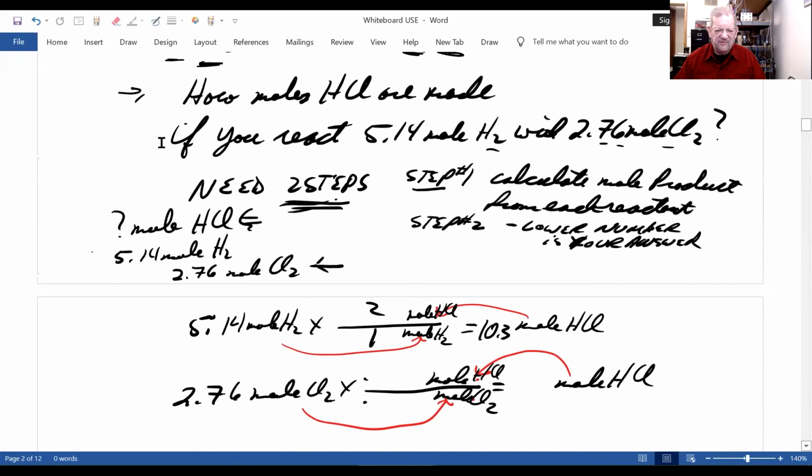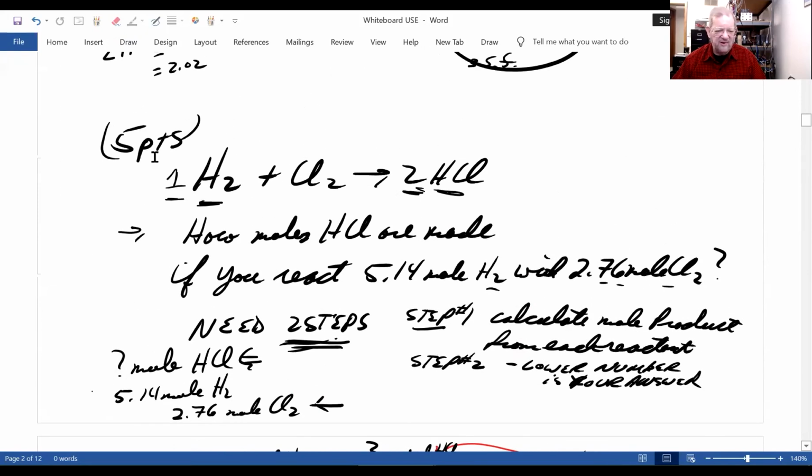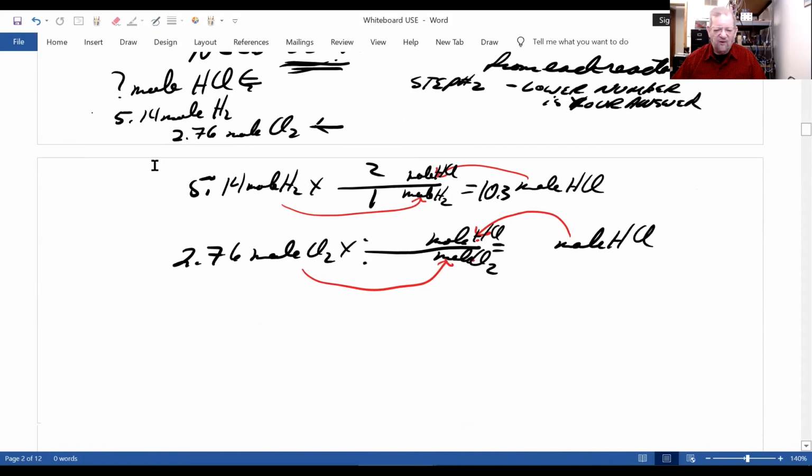I come back up to the balanced chemical equation. Remember, when there's no coefficient, it's the number 1. So I know 1 mole of chlorine makes 2 moles of HCl. And I'm going to go to my calculator again.